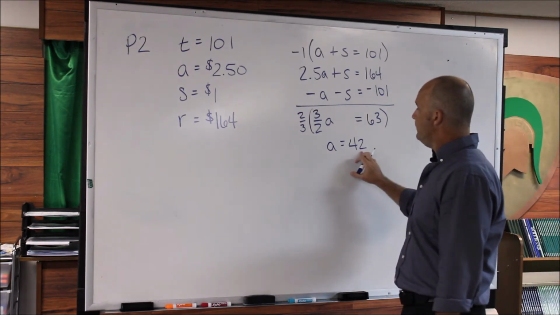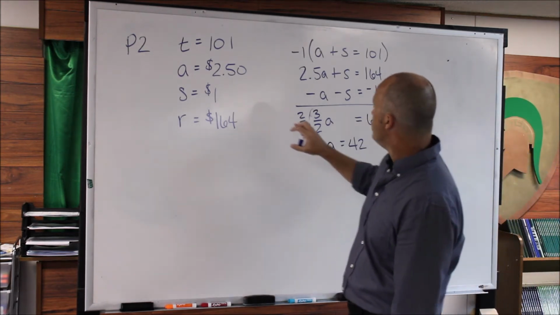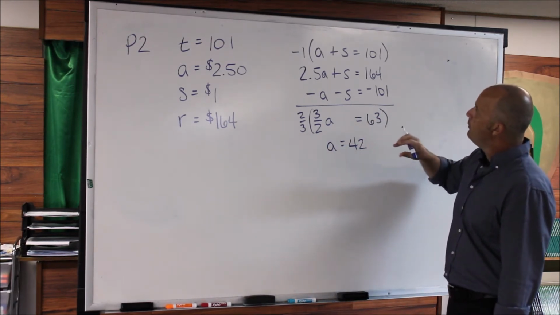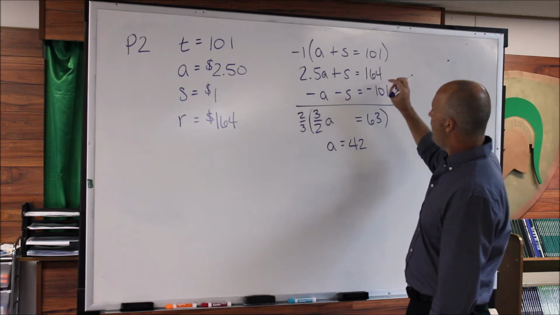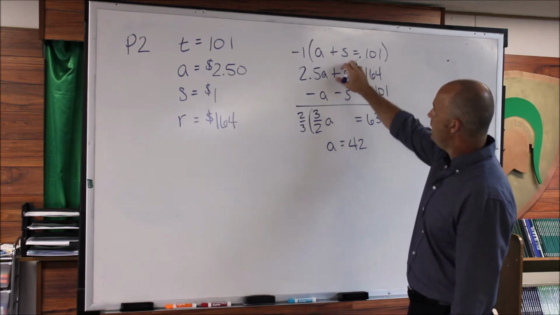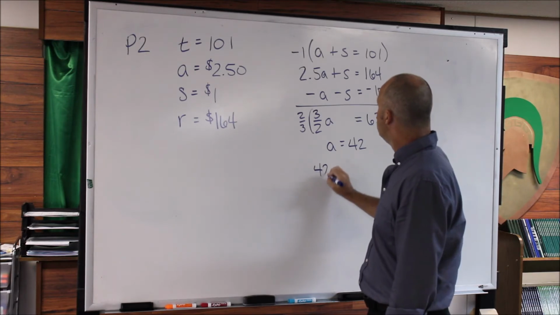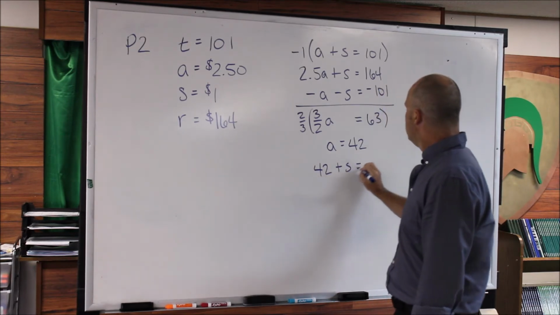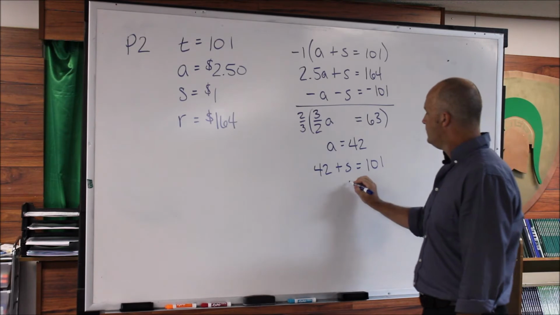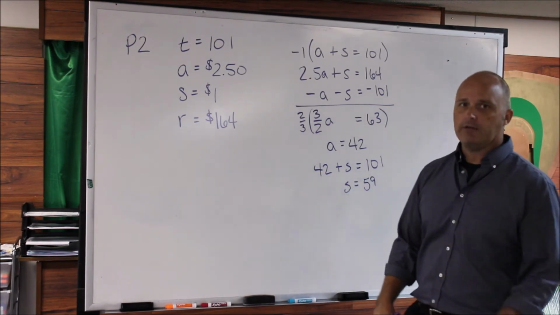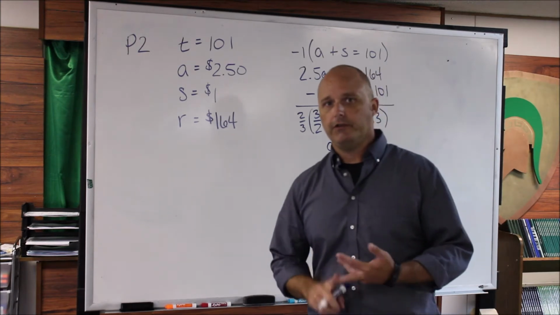Then the next thing we're going to do is figure out how many student tickets were sold. So we're going to take this number here and put it into this equation here. So instead of a, we're going to put 42 plus s equals 101. So s is equal to 59. So far we've got 42 adult tickets sold, 59 student tickets sold.